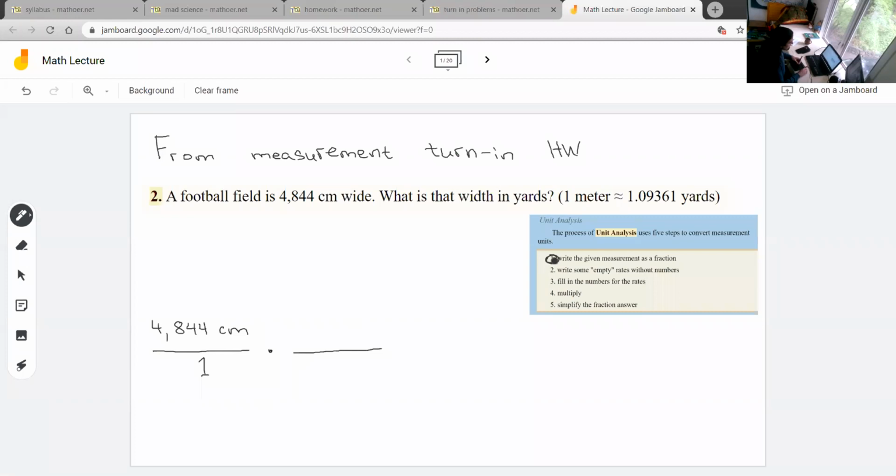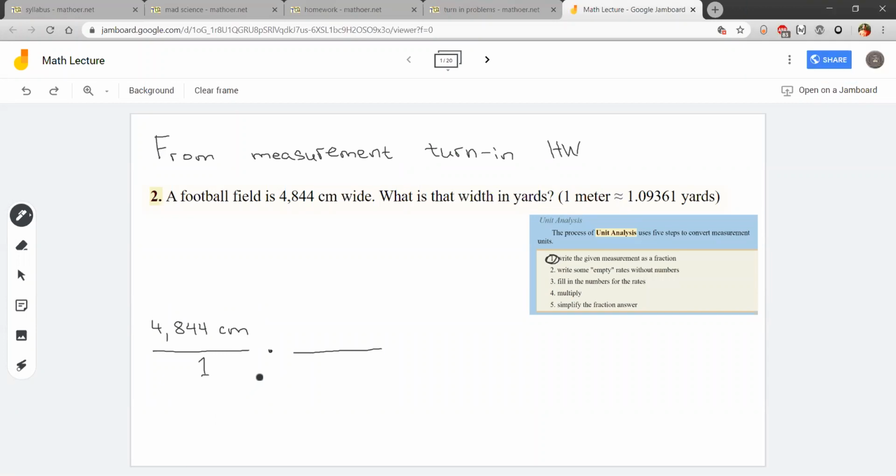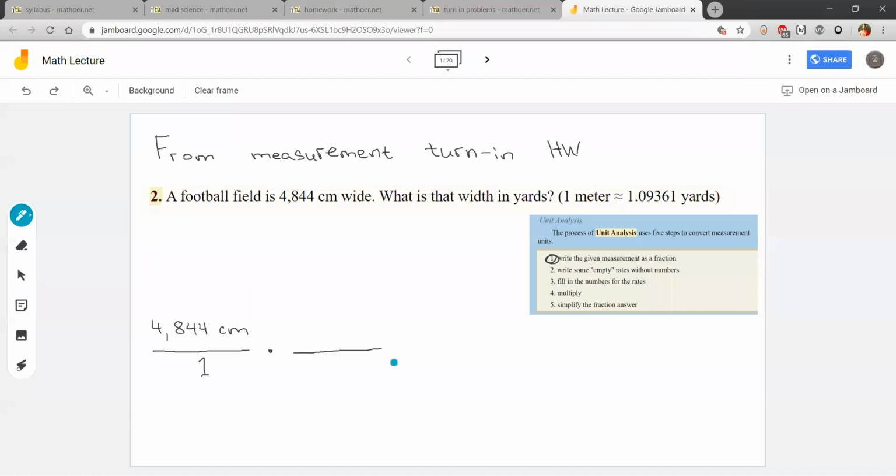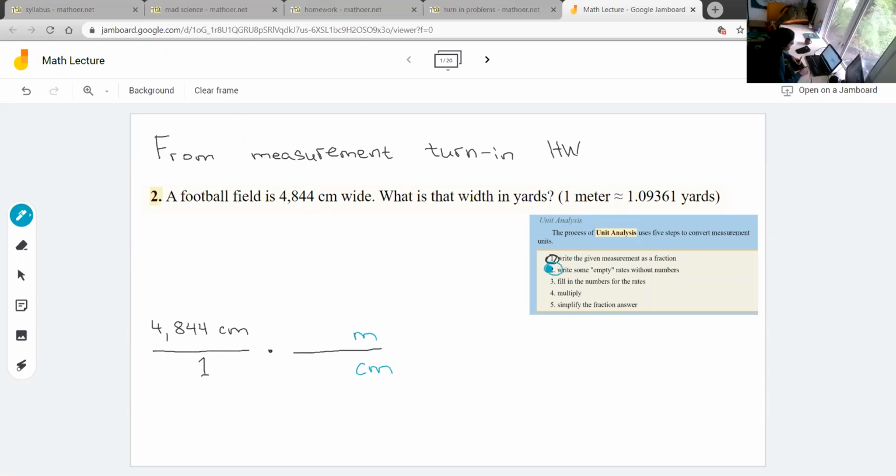Okay, unit analysis. First step, write it as a fraction. So we did. And then we're trying to turn centimeters into something else. Meters, right? Do I write the meters on top or on bottom? Do I write the centimeters on top or on bottom? Meters would go on top, I want to say. Yeah. And I'm doing that so that the centimeters top and bottom can cancel out. So 1 meter is 100 centimeters because centi means 100th.